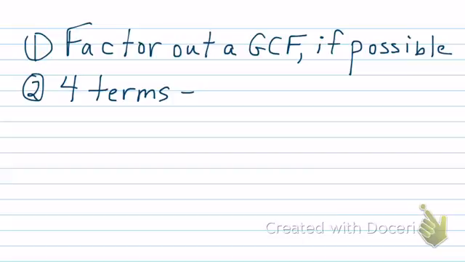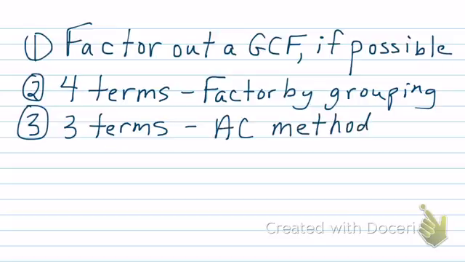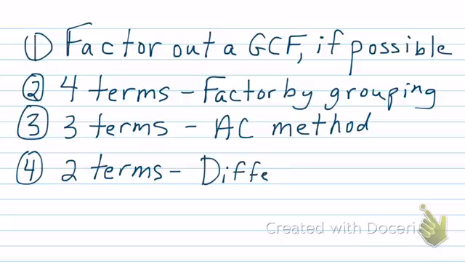Number 2, let's consider if we have 4 terms. Well, we've discussed this. If you have 4 terms, you want to factor by grouping. Another case is if we have 3 terms. If there's 3 terms, we've talked about how to do that. We factor using the AC method. And then finally, if we have 2 terms, there's actually just one technique we talked about, and that was when you have a difference of squares.